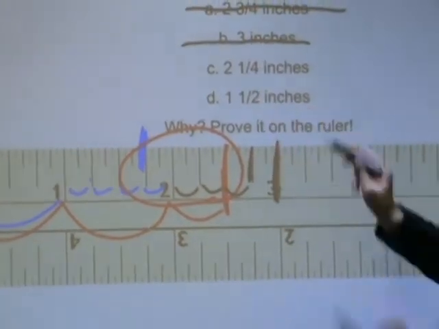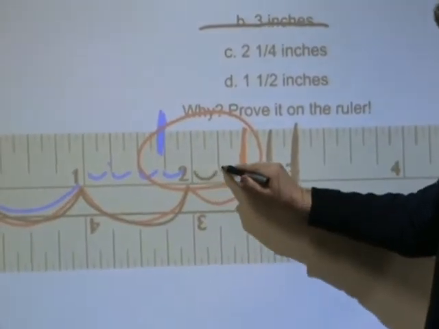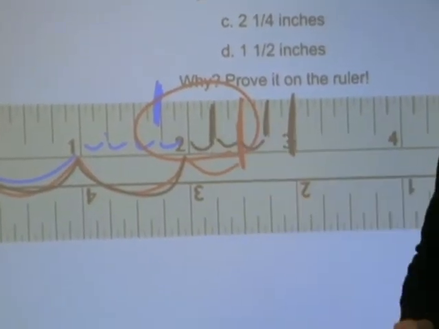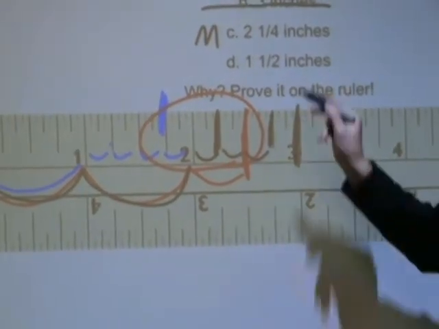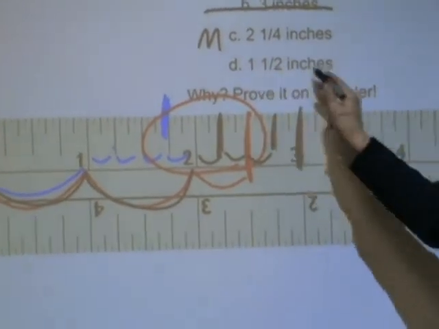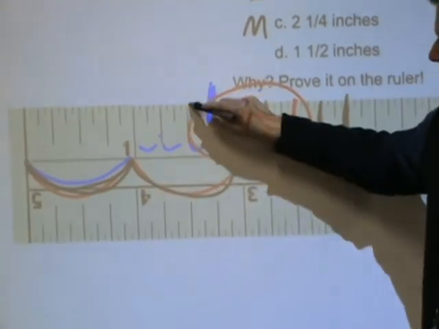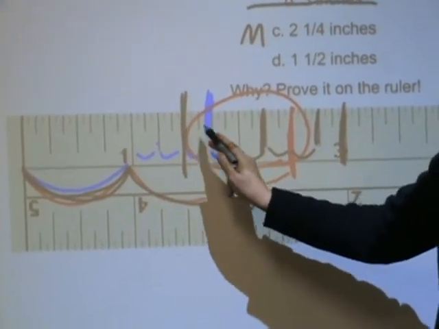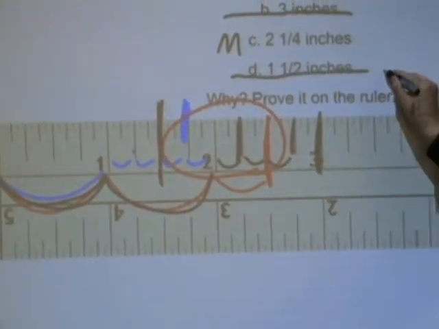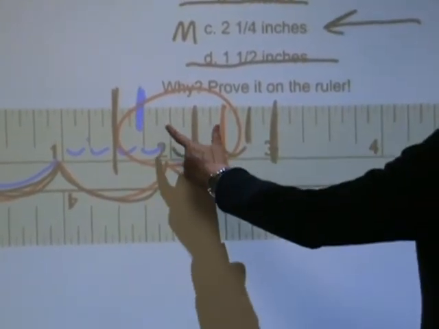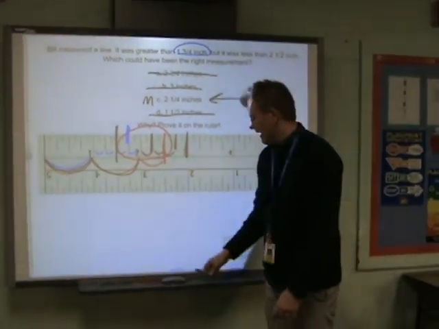What about 2 1/4 inches? Well, let's see. We'll go over 1 inch, 2 inch, and then there's 1/4. Well, that could be our answer. That probably is our answer. I'm going to put my little M for maybe, because I still want to check and make sure that D is not right. 1 1/2 inches. All right, D is 1 1/2 inches. Let's go over 1, and then here's that 1/2 mark, and you notice it's before that blue line that we marked, so it's also not in our range. So it can't be D, all right? We've proven it on the ruler because we found the mark. It is C, 2 1/4 inches, okay?